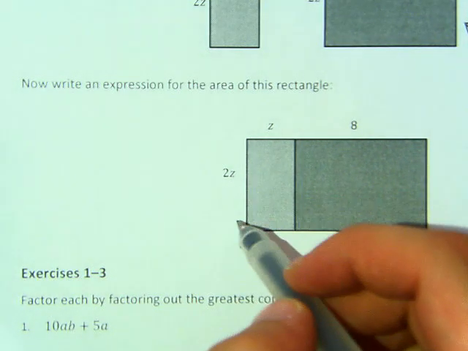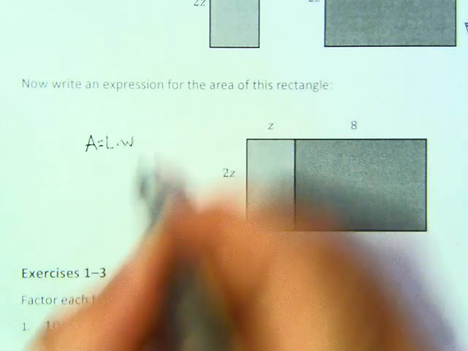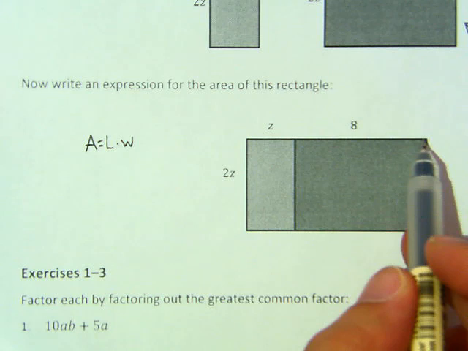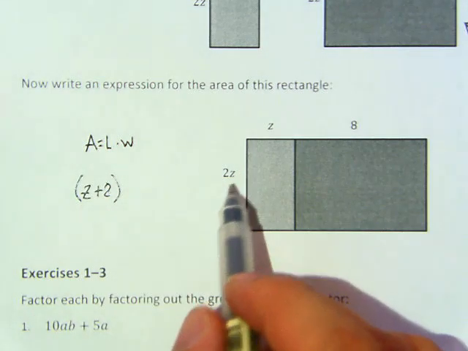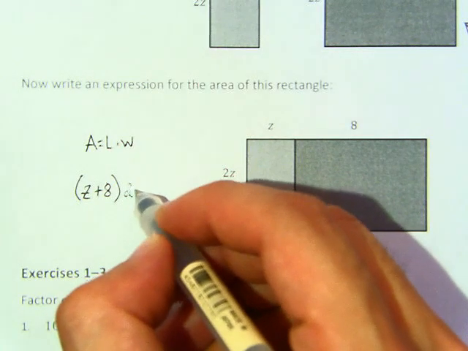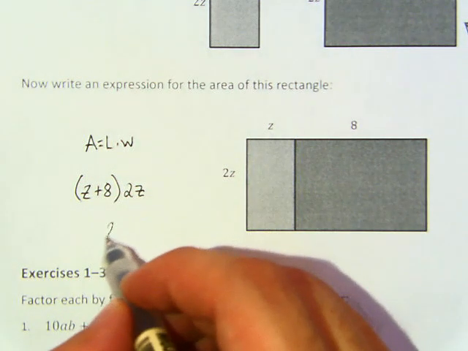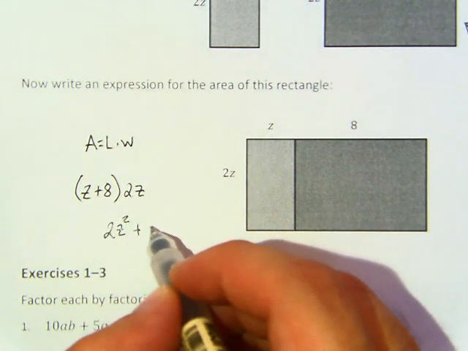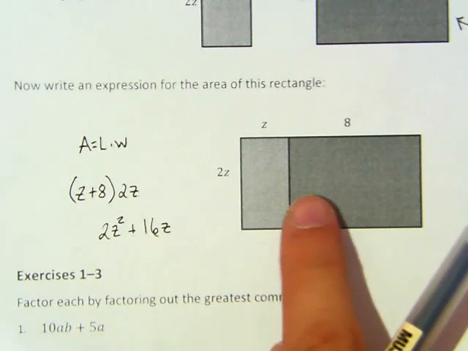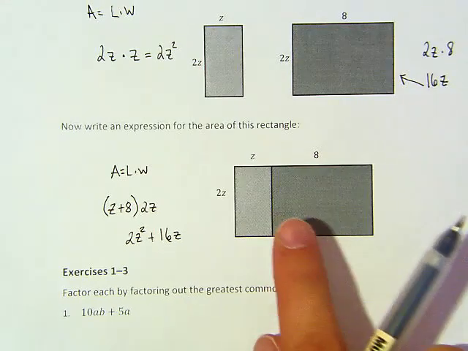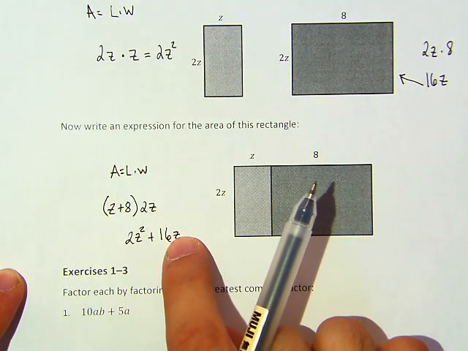Notice that if area is equal to length times width, here our length is z plus 8, and then what's our width? It's 2z. So here, all I would need to do is just distribute the 2z to each of these. So I have 2z squared plus 16z, okay? And notice that what we're doing is taking the area of this plus the area of this, which gives us this area over here.